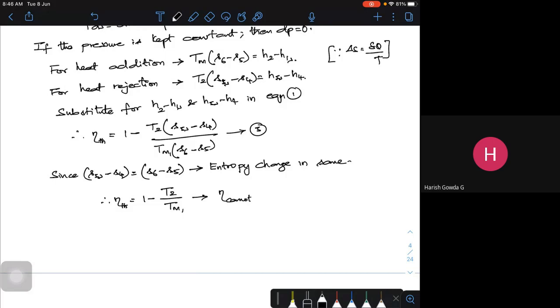Why? Because in Carnot efficiency, you have seen I used to write it in terms of 1 minus T2 by T1. This is the expression you might have got in your basic thermodynamics course. That means if I consider a mean temperature, my Rankine efficiency expression looks very similar to your Carnot efficiency. And this is the advantage of what we call the Carnotization of any Rankine cycle.